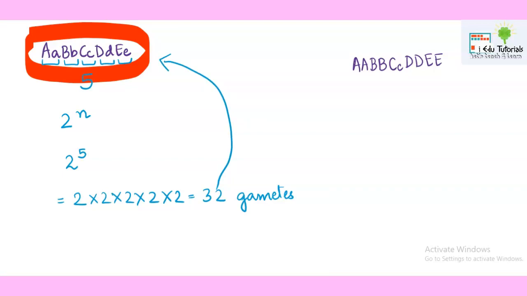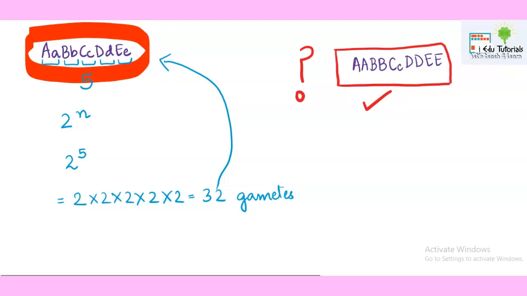Such types of questions also come in the board examination, where they will give you the genotype and ask you how many gametes could have been formed. So this is the question which you have to solve. The given genotype is capital A, capital A, capital B, capital B, capital C, small c, capital D, capital D, capital E, capital E. You have to write your answer in the comment box and I'll reply to you there. So apply the concept that you have learned through my video on the given example.